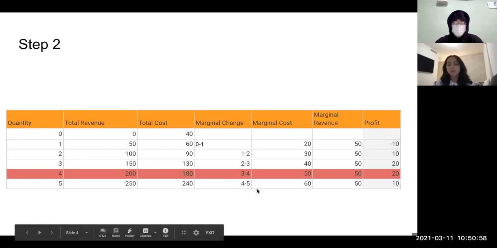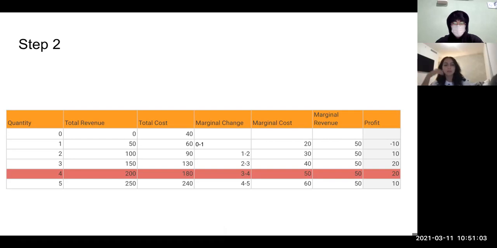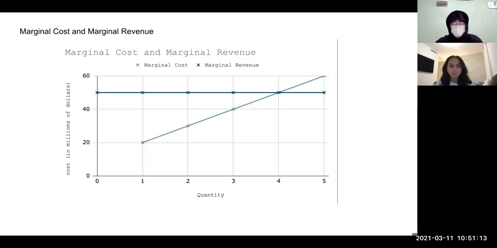Okay, and other than this, we also analyzed the maximum profit: you should produce 4 million parts since the marginal cost and revenue intersect at this point, as it is highlighted here in the table, sorry, in the graph. Now in this graph, this can be seen here, where at 4 million parts, the lines intersect, as is clearly shown.